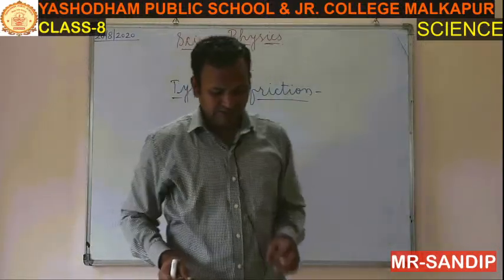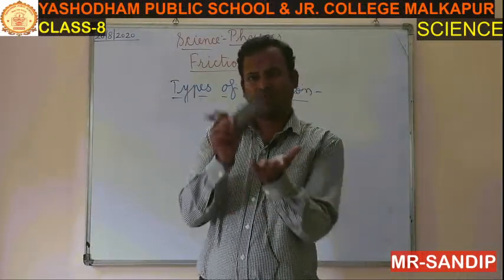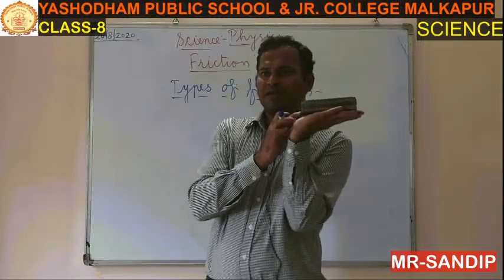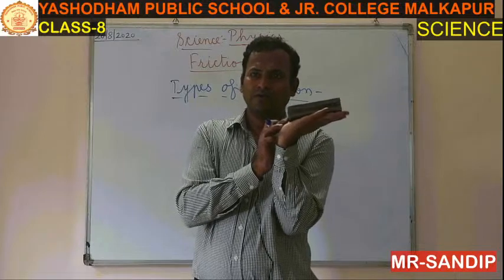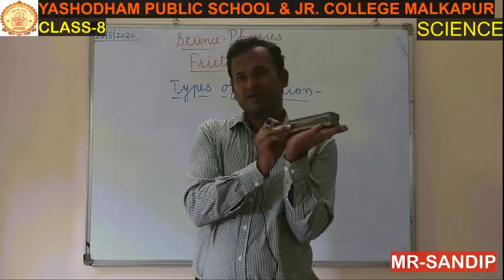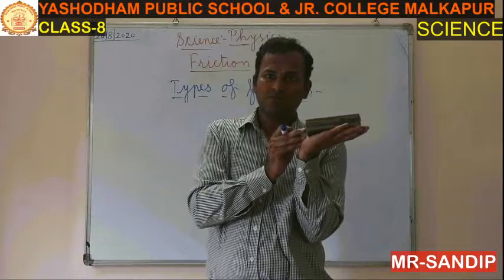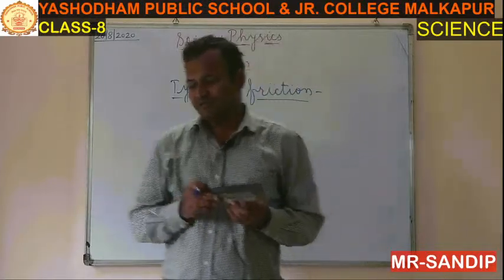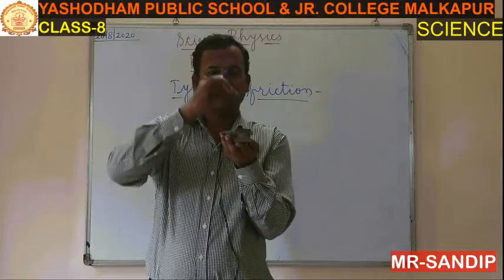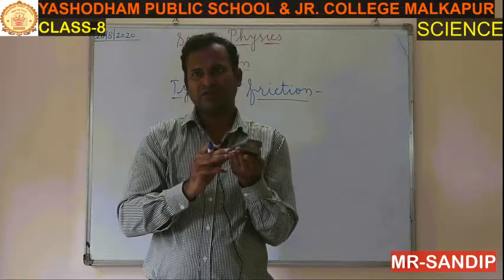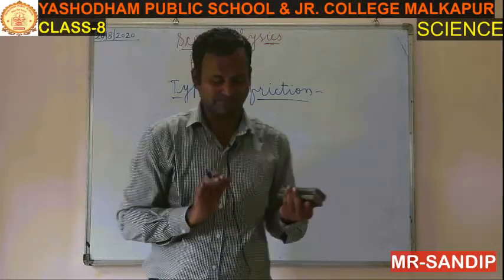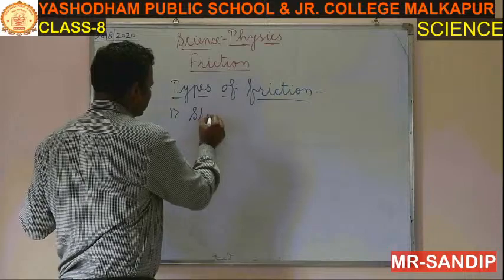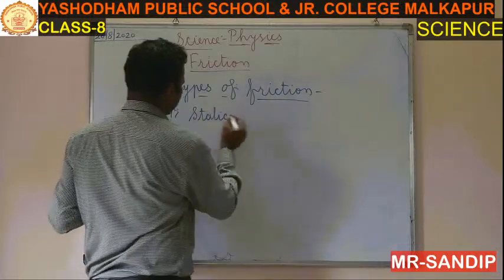Okay, suppose we take an object over any surface, and then we try to apply force on it, but due to interlocking, our force will not be enough to push or move that object. In that case, that type of friction is called static friction. It means we are applying force, but still that object is not moving. Okay, in that case we say static friction. The first type of friction is static friction.